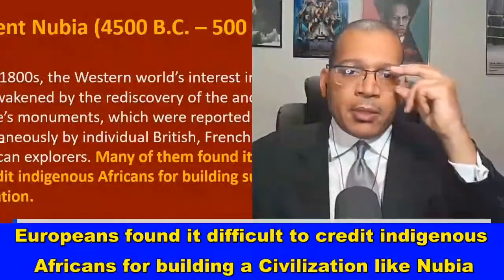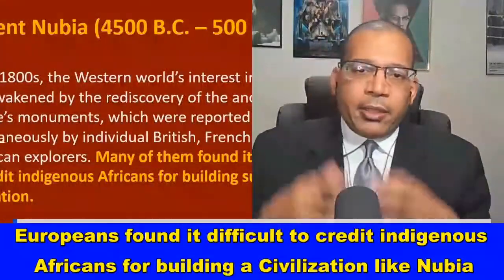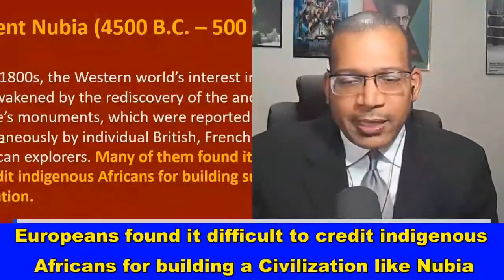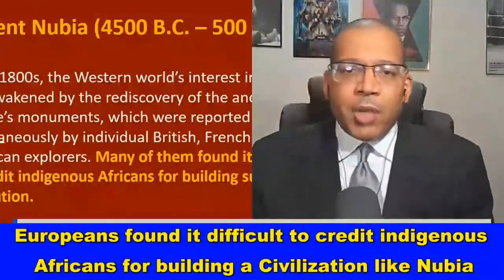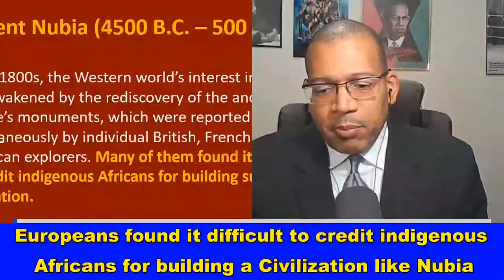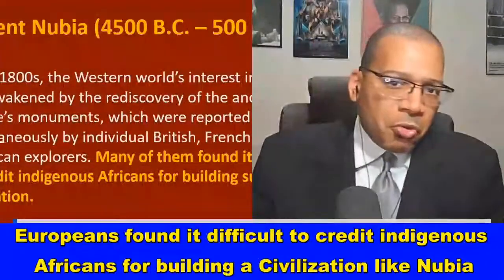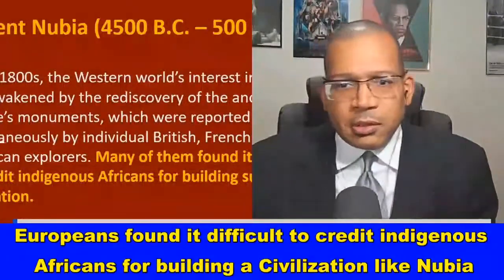They could not admit that these were Negroes. Okay, they could not admit that these were black Africans. They had to be Semites. They had to be brown-skinned Caucasians, biracial, triracial, something like that.